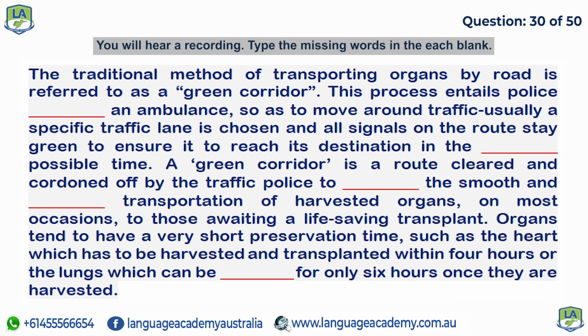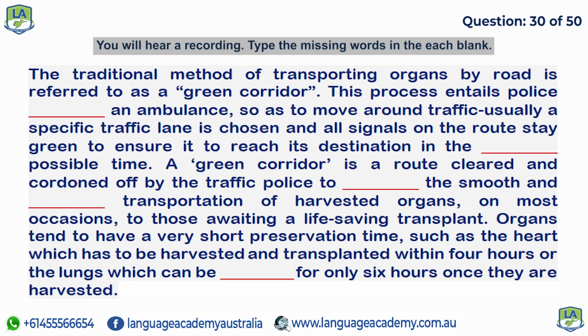The traditional method of transporting organs by road is referred to as a green corridor. This process entails police escorting an ambulance, so as to move around traffic. Usually a specific traffic lane is chosen and all signals on the route stay green to ensure it reaches its destination in the shortest possible time.